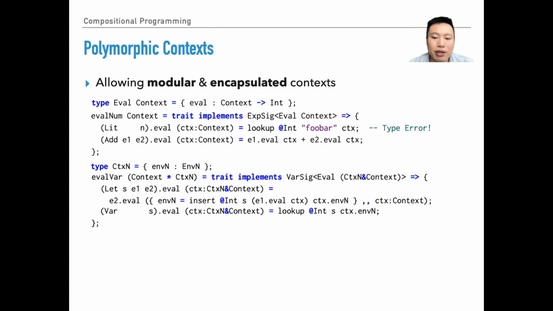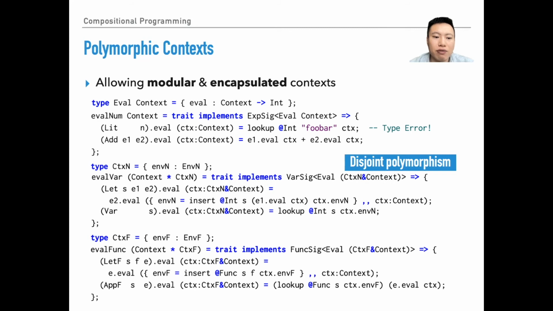sort. When declaring the type parameter context, it must also come with a disjoint constraint for that concrete context, meaning that context shouldn't be instantiated as a subtype of context n. This way, coherence is ensured. This definition uses disjoint polymorphism, which is a special form of parametric polymorphism. Similarly, eval func is defined by constraining the context to be disjoint with context f and instantiating the context parameter as an intersection of context f and context.